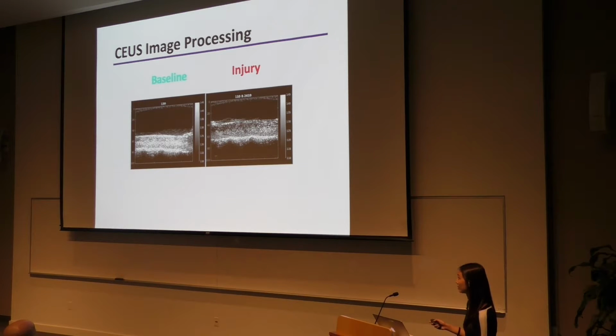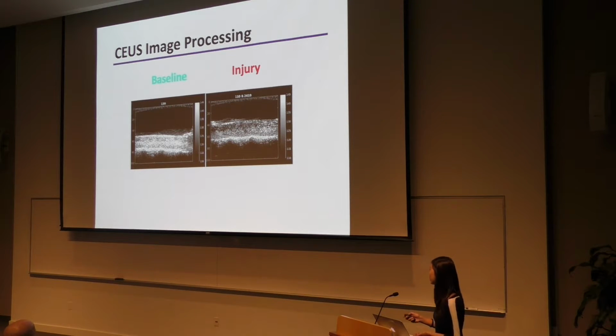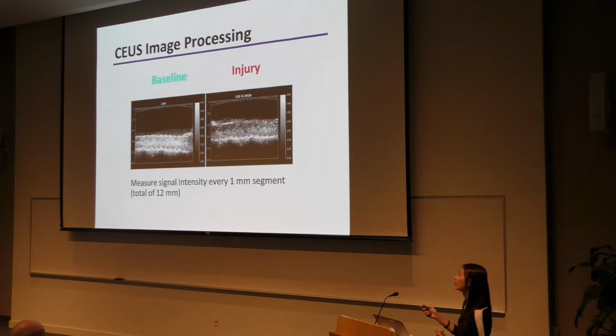As for the ultrasound, here you're seeing the perfusion images. You can already visually see the difference between before and after injury, where there's a lower signal intensity right here. I just want to be clear that with the sensitivity of the ultrasound, we could actually detect every signal here. But in order to have a comparison with the microsphere data, we also divided the images into 1 millimeter increments so that we could compare them with each other.